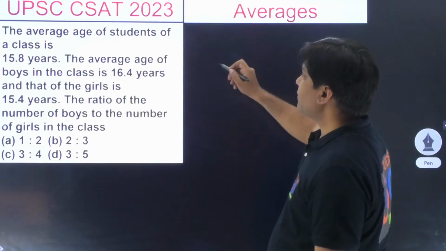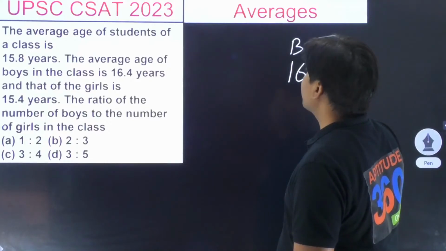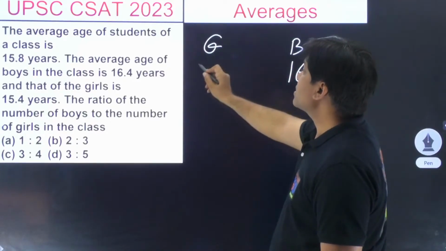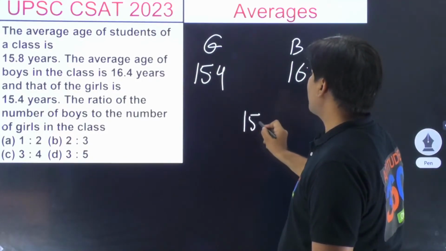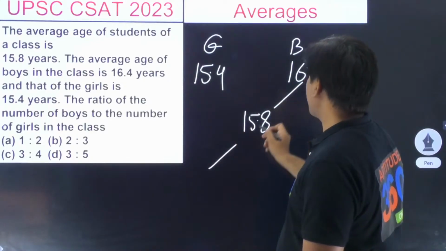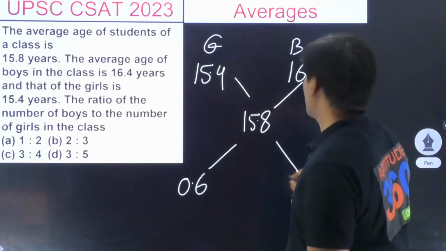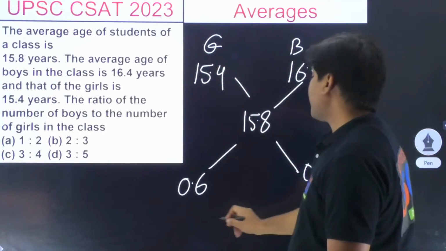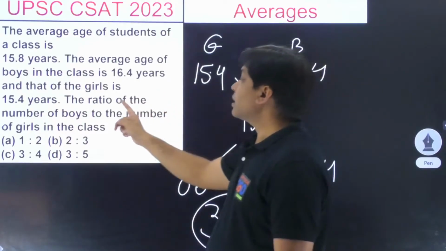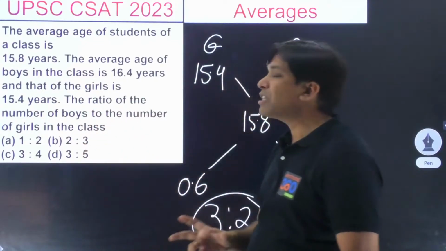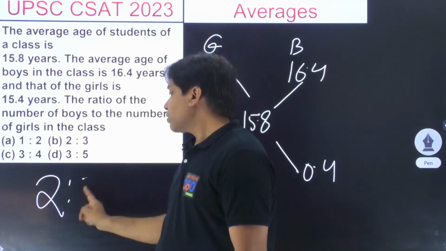So what is that we needed to do? Average of boys is 16.4. Average of girls is 15.4. Average of the combined class is 15.8. So it has to be this minus this, which is 0.6, and this minus this, which is 0.4. If you simplify this, you're going to be getting 3:2 ratio. And what is that they're asking you? The number of boys to the number of girls in the class is in what ratio? So boys to girls in the class will be in 2:3 ratio. Is that okay?